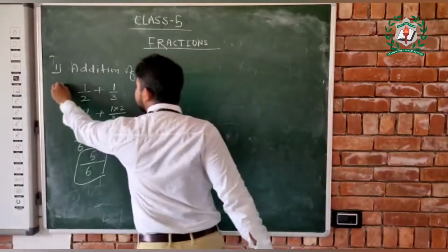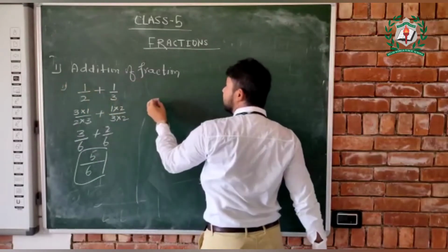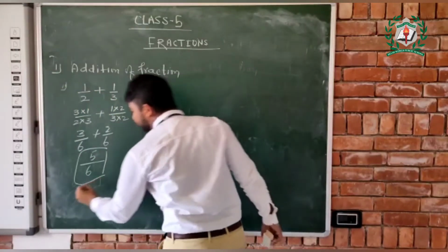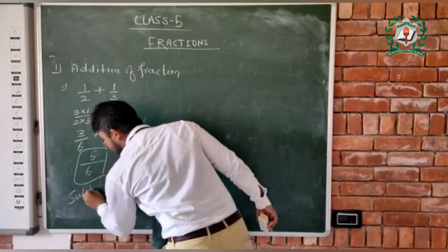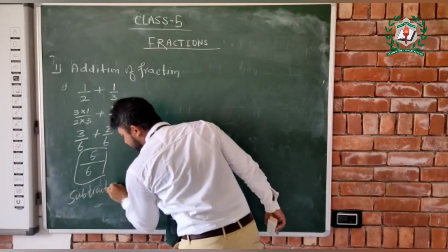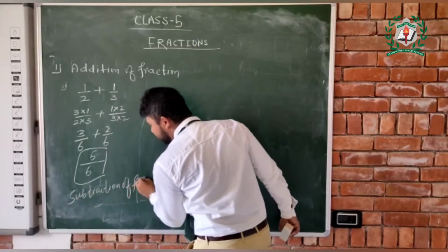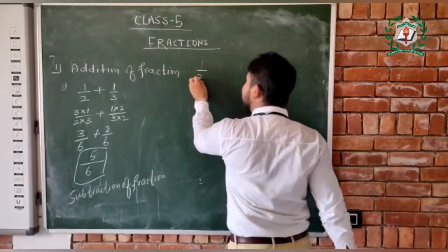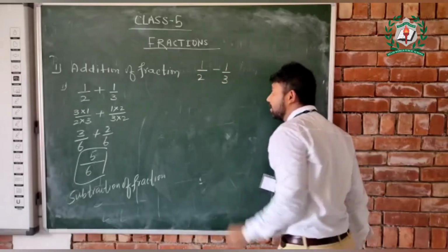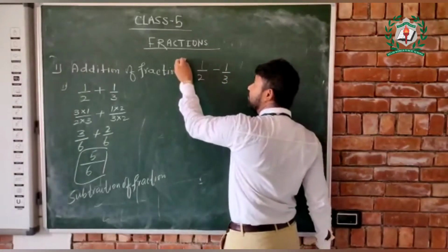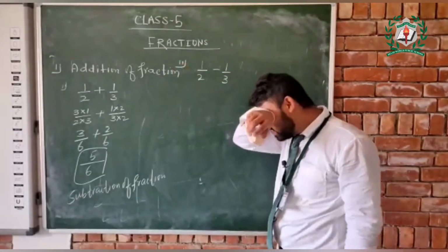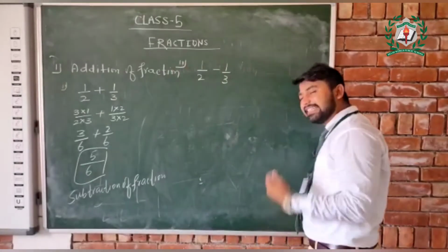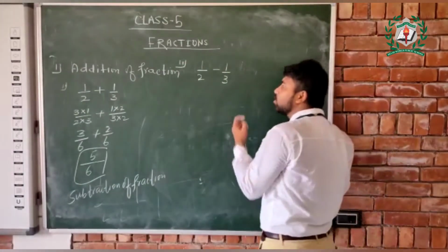Now the next one is subtraction of fractions. This was the addition of fractions. How will we subtract fractions? Suppose, same as the addition, 1 upon 2 minus 1 upon 3. If you want to subtract one fraction from another fraction, that is 1 upon 2 minus 1 upon 3, you have to follow the same procedure: the denominators should be the same.